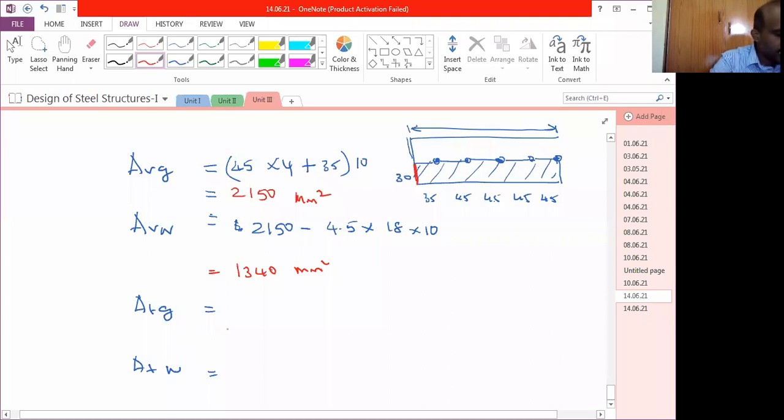Similarly, please calculate the area for ATG and ATN. ATG, how much, and ATN, how much? We have calculated this area, right? We calculated that this area is the gross and net area. Now you have to calculate the gross and net area along this direction. Please calculate and tell me.